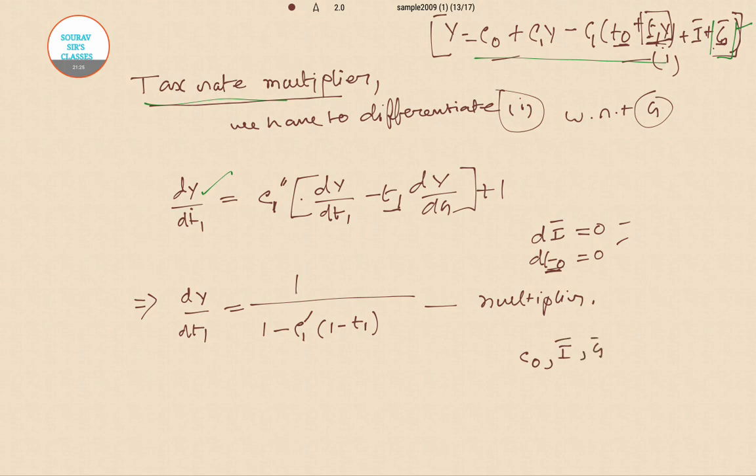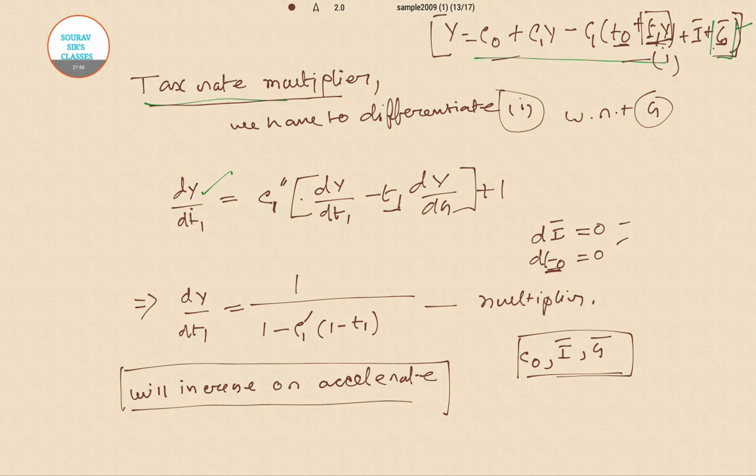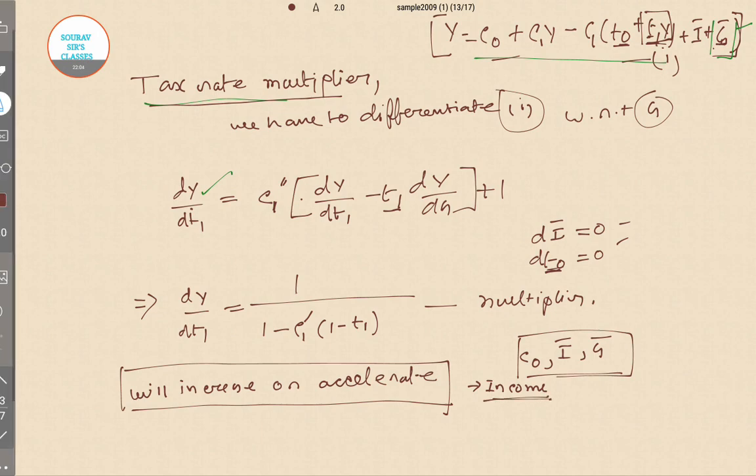Now what we have to do is, we know that if C naught, I bar and G bar change, then all of them will either increase or accelerate the income. If all of them change, then what will happen? Either it will increase or accelerate the income. So from this we can conclude that.